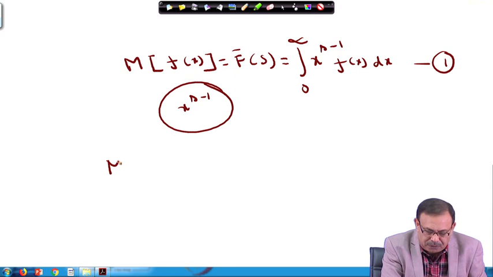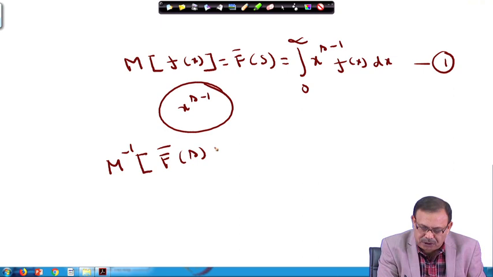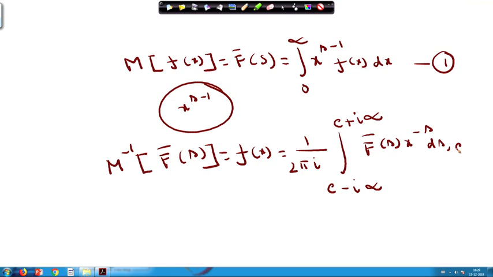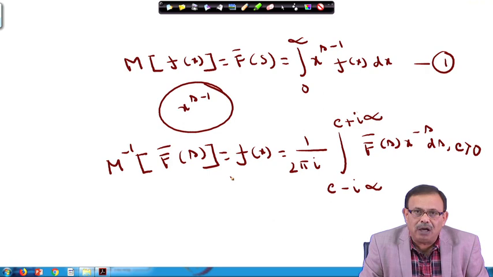Similarly, the inverse of Mellin transform I can obtain as M inverse of F bar(s). This is equal to the function f(x), which equals 1 by 2 pi i, integral from c minus i infinity to c plus i infinity of F bar(s) x to the power minus s ds, where c is greater than 0. So, this is the definition of the Mellin transform and the inverse Mellin transform, and using these definitions, we will see how to find the Mellin transform of some functions and what properties are available.